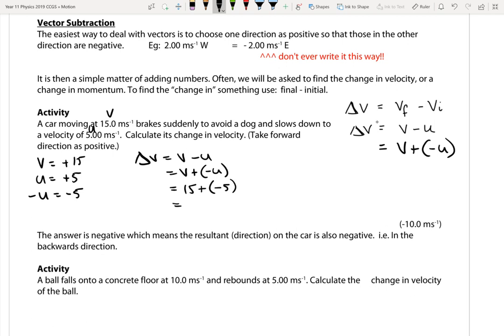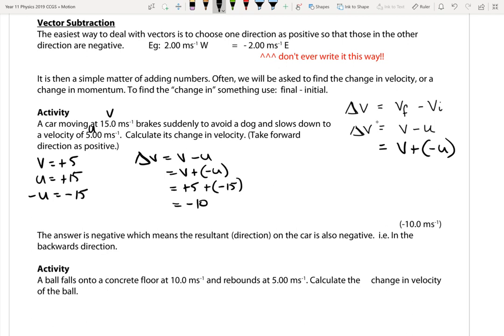Wait a second. I've stuffed this up. Sorry. My bad. V, the final, is plus 5. The initial was plus 15. Sorry, so the negative U is going to be negative 15. My bad. I'll give you some time to get your whiteout out and make that correction. V is now plus 5 plus negative 15 equals negative 10.